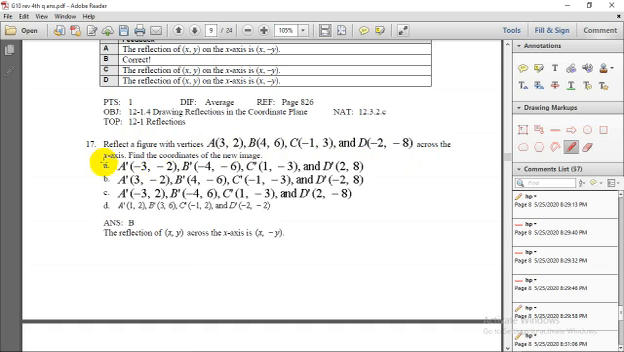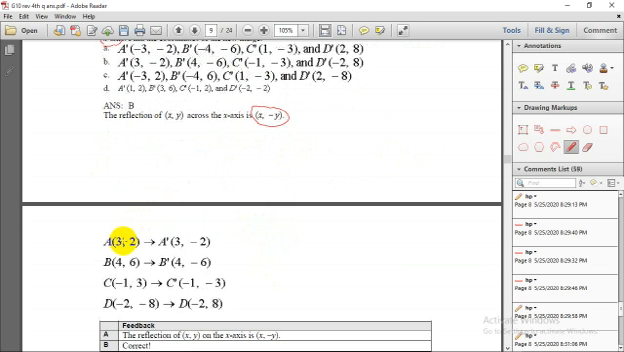Let's remember what we said. Across the x-axis, what are we going to do? What is the rule? I'm keeping the x and inverse or opposite the y. Very good. Now I'm going to put A, B, C, D and get its image.